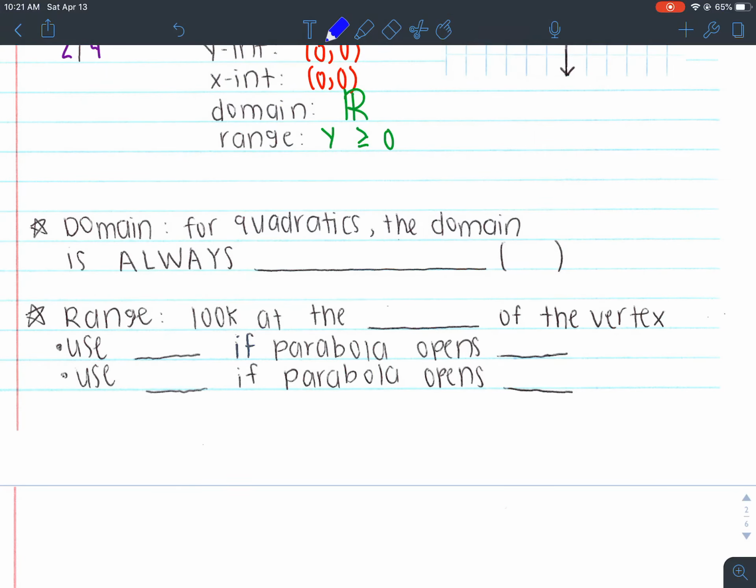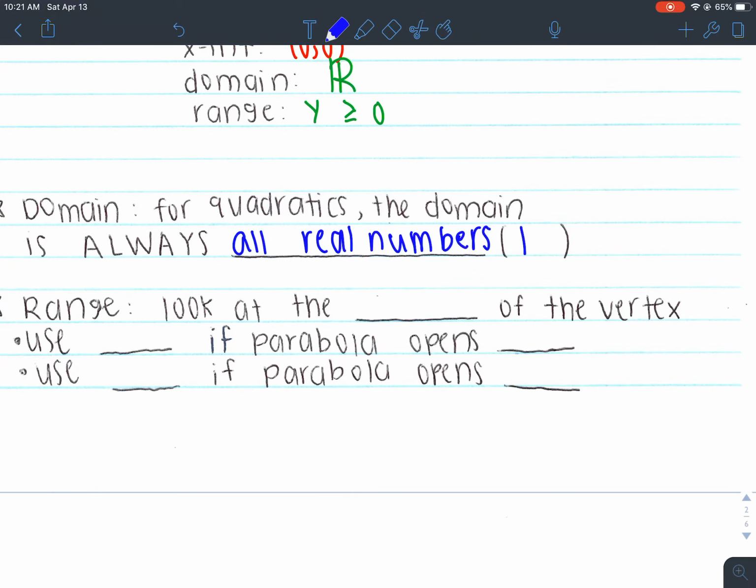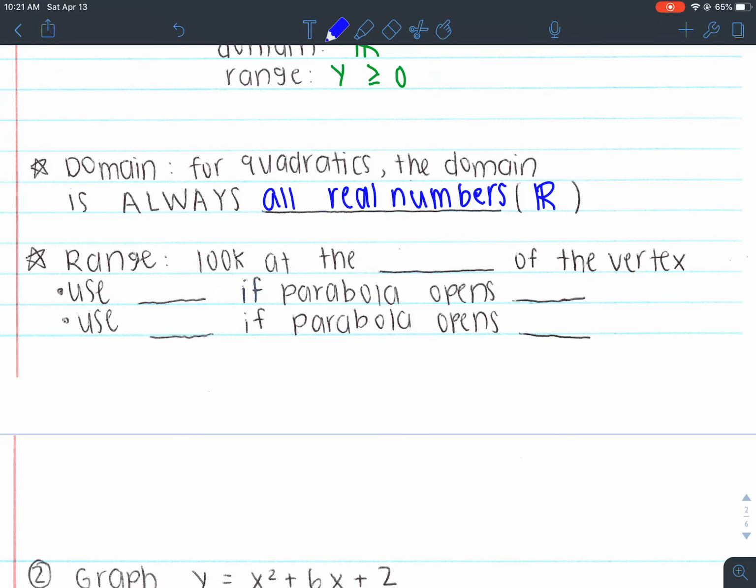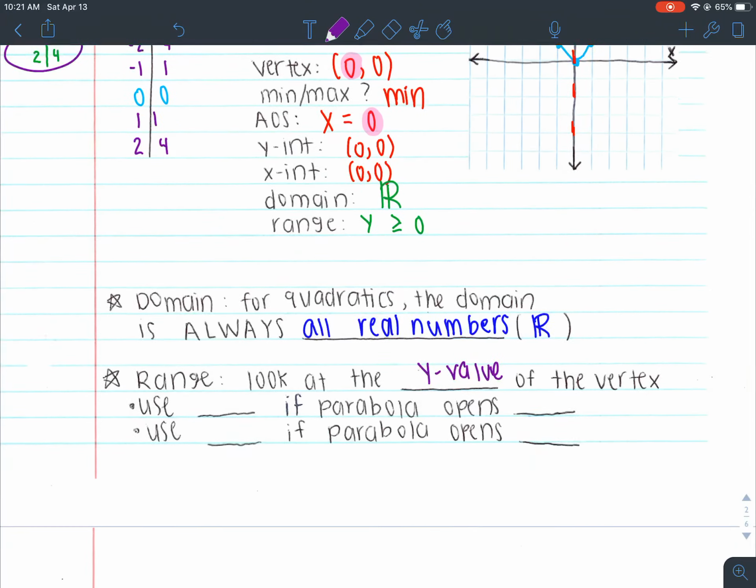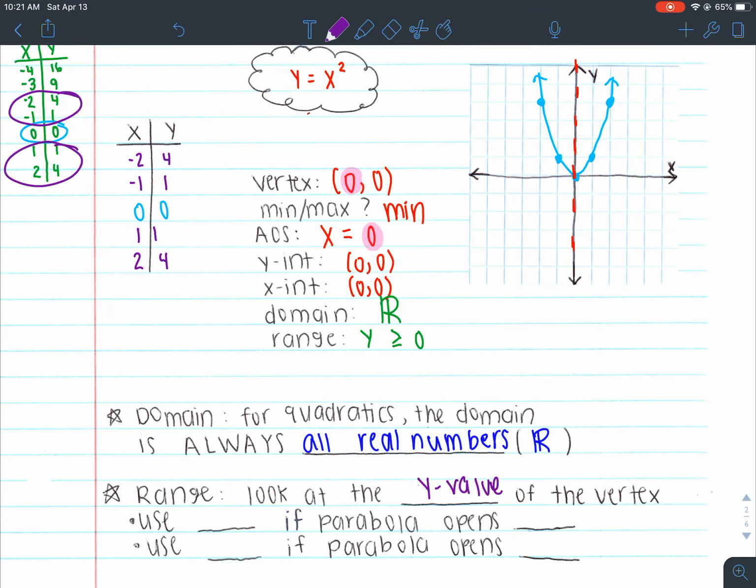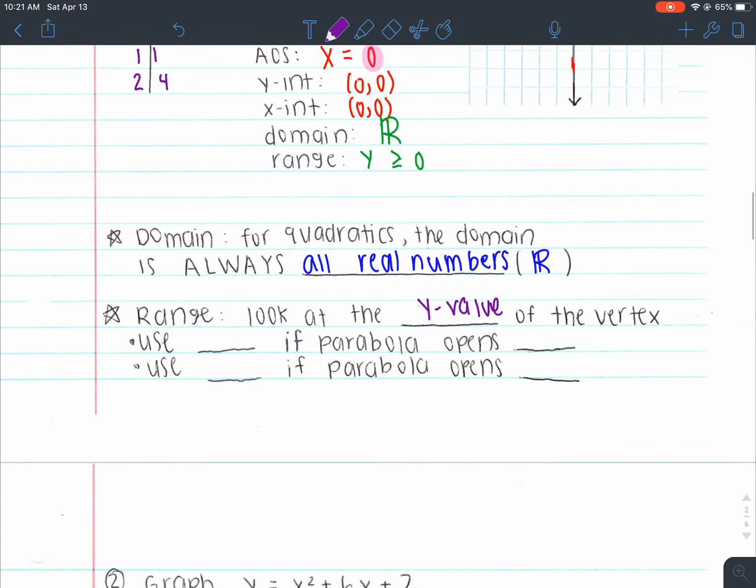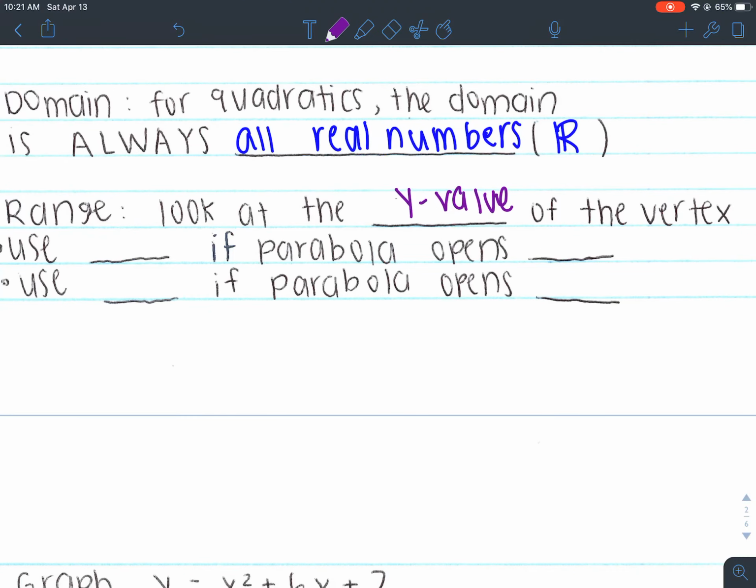Now, domain, for quadratics, the domain is always all real numbers. Okay, it's always all real numbers. You can plug in literally any single x value that you want in the whole world, and it will still give you an output. So, all real numbers. Okay? For the range, you're going to look at the y value of the vertex. Okay? Why? Because your vertex is your lowest or highest point. It will tell you either the minimum point or the highest point that your whole entire y values can be. So you're always going to look at the y value.